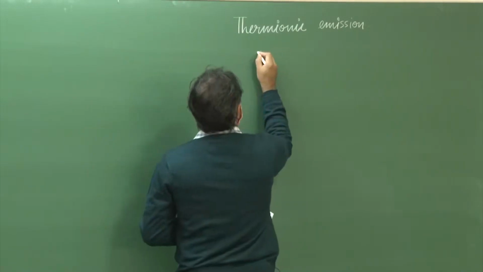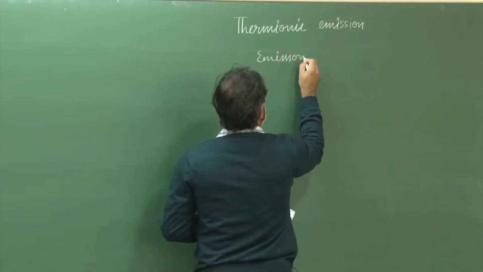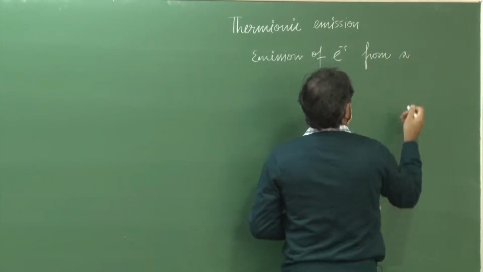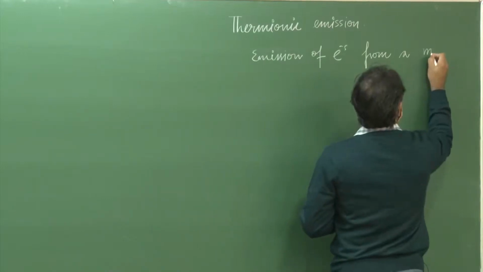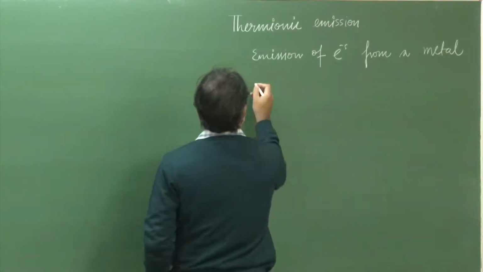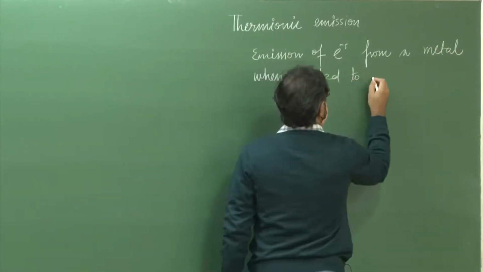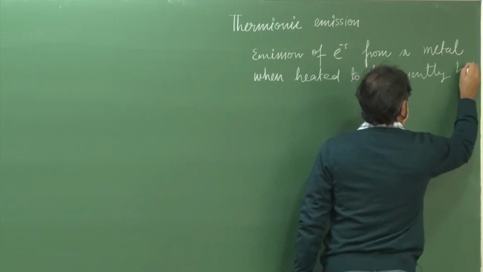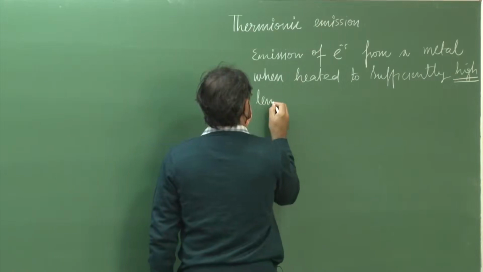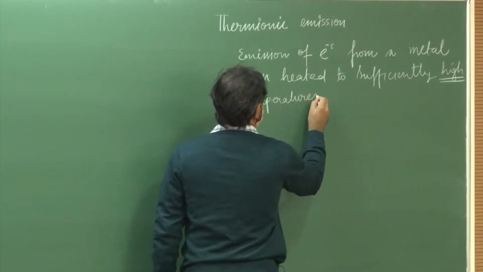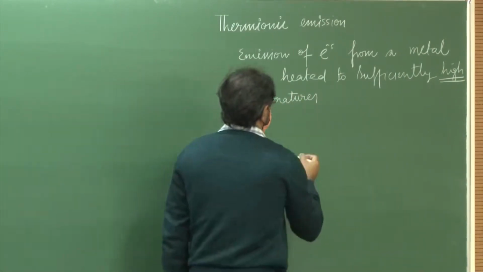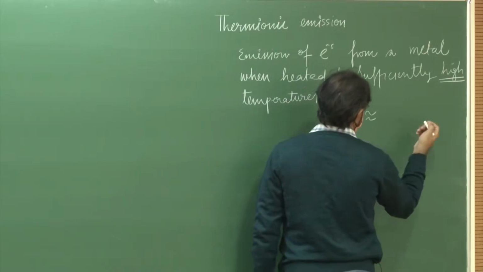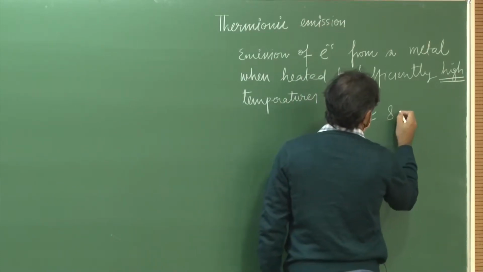Emission of electrons from metal when heated to sufficiently high temperatures. Now this "high" can vary from metal to metal, and it's typically of the order of a few hundreds of Kelvin, so 800 to 1000 K. That's the order of magnitude.